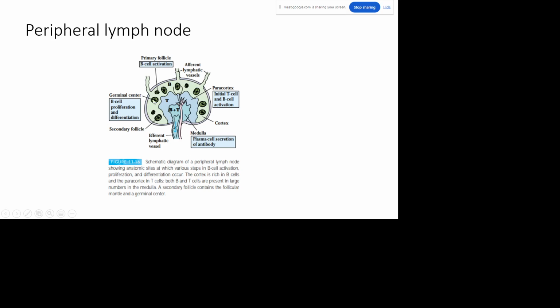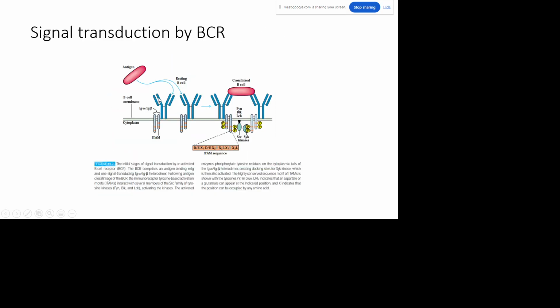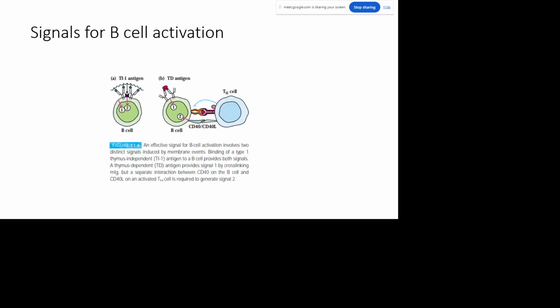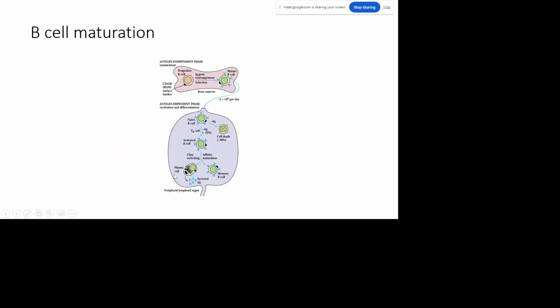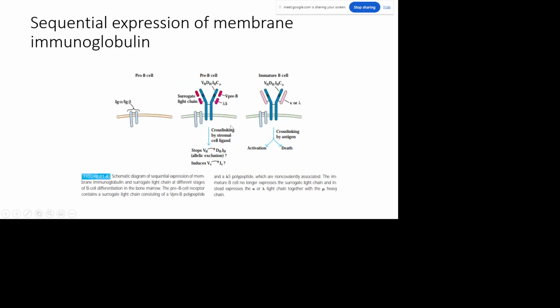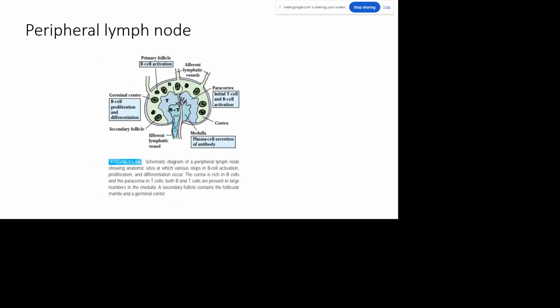Then this is the peripheral lymph node, where the B cell goes from the bone marrow, encounters antigen, and gets activated. From the helper T cell and the antigen, as we discussed in the last slide, both of them can activate the B cell, and then the B cell can become a plasma B cell or memory B cell. This entire process occurs in the peripheral lymphoid organ, for example the lymph node. So let's see what the components of the lymph node are.